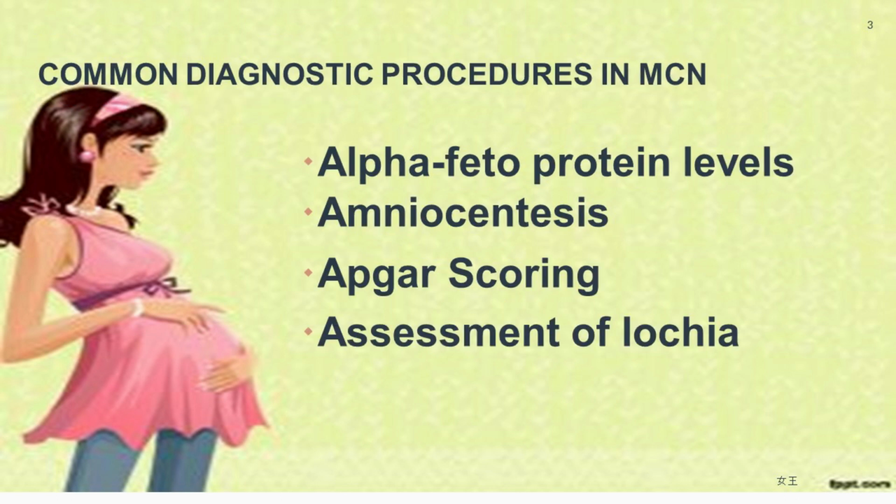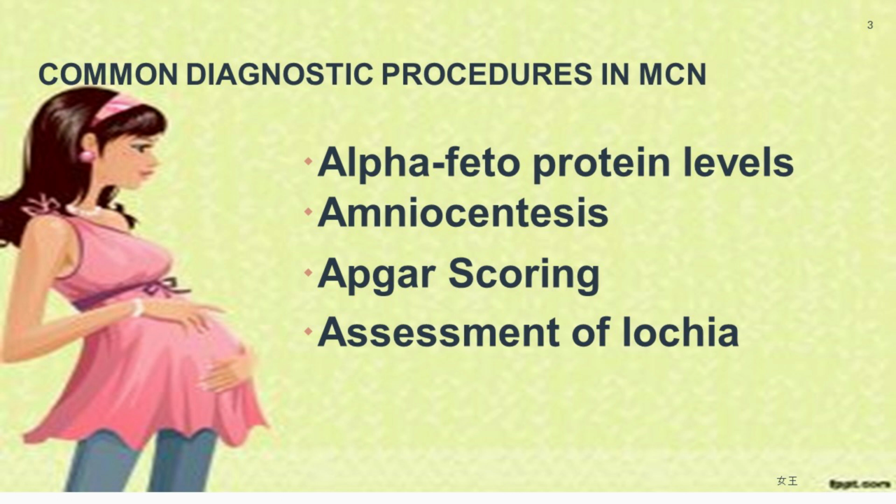Common diagnostic procedures in MCN. Alpha-fetoprotein levels. Purpose: assesses the presence of neural tube defects and Down syndrome. Nursing alert: an elevated alpha-fetoprotein level indicates neural tube defects and a decreased level indicates Down syndrome.